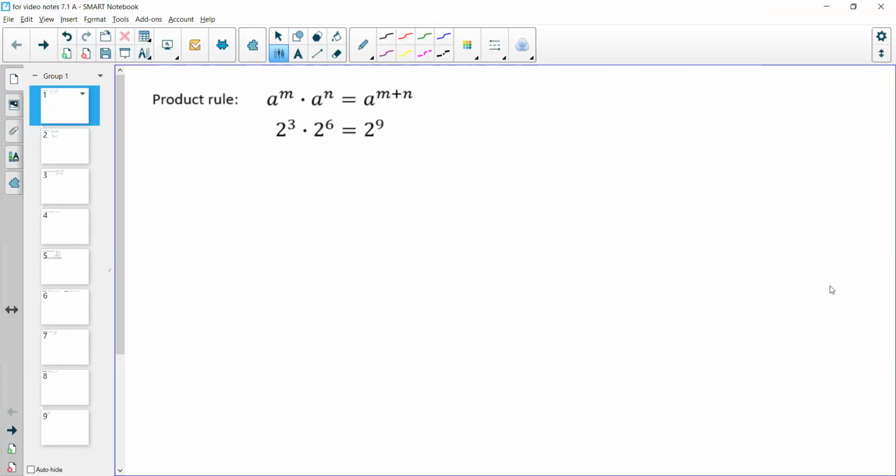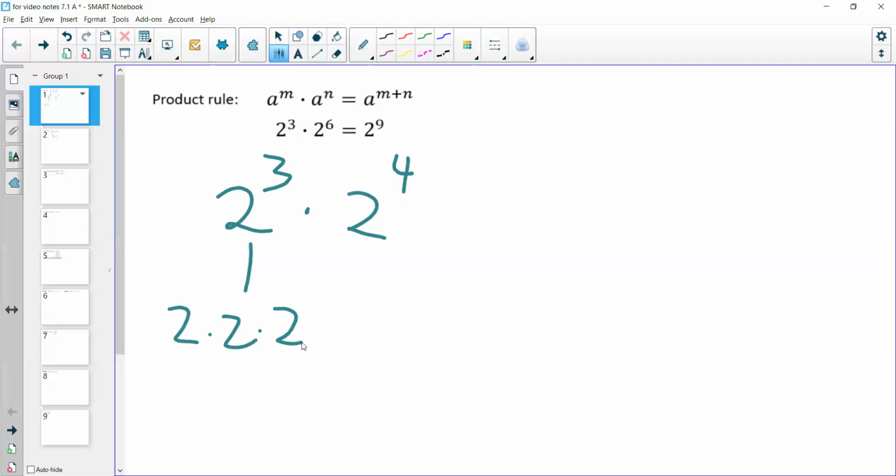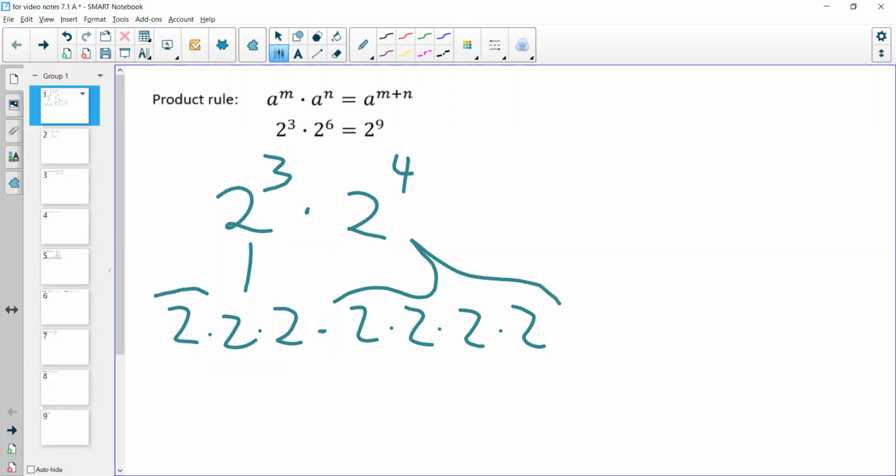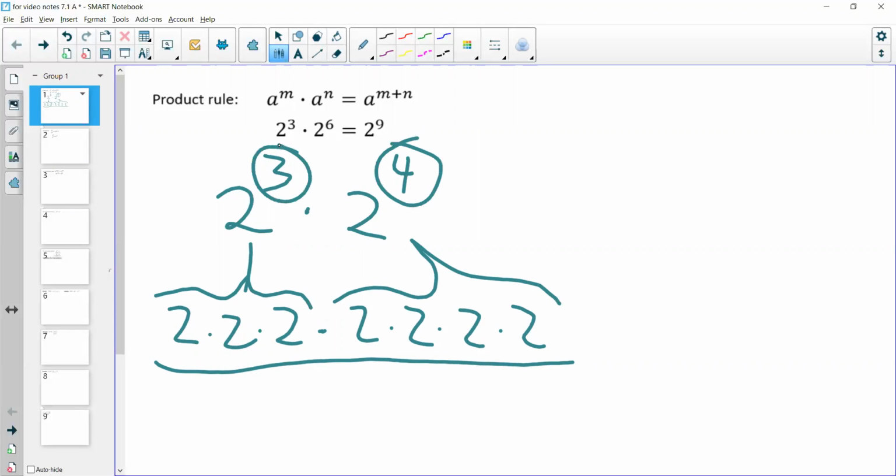It's because it's like this. Let's say I have 2 cubed times 2 to the fourth. This is the same thing as 2 times 2 times 2 times 2 times 2 times 2 times 2. So the fourth power is there, the cube is there. And if you count the number of 2's, it is 2 to the seventh, which means we just add together the exponents to get our simplified version of that expression.